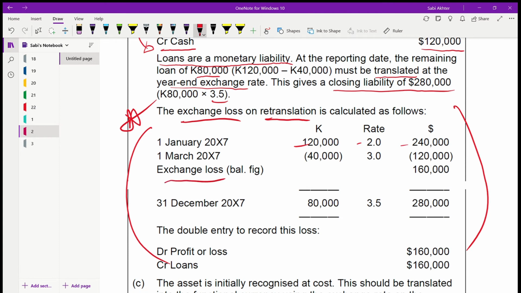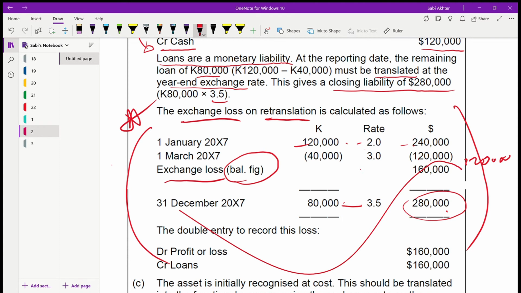Remember, exchange loss or a gain is always the balancing figure. So don't ask me from where we got it. You start with the opening, take 2, multiply by 2 and 240, then 40 you have paid. So at the end it's 80,000 and this you will use 3.5 to convert. So when you take 240 minus 120, it is 120 here, right? But at the end you had 280,000. That means it's a loss because remember this is a loan. If your closing balance is more than what should be, it's an exchange loss.